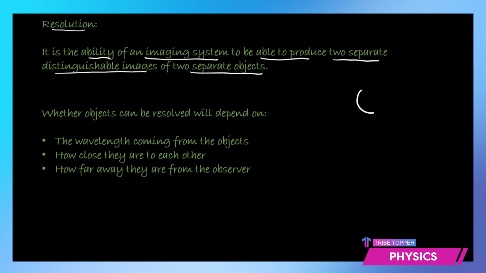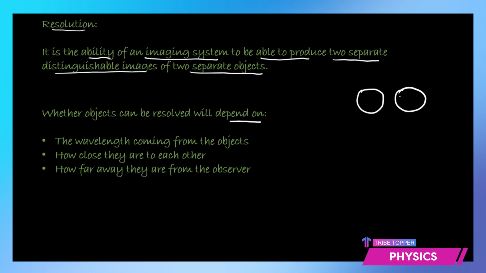That means if I have two objects here, then my camera or the human eye as an imaging system should be able to see them as two separate and distinguishable objects. Quite distinguishable, right? Now, the resolution of the image that is captured either by the human eye or the camera, that can be resolved or not.